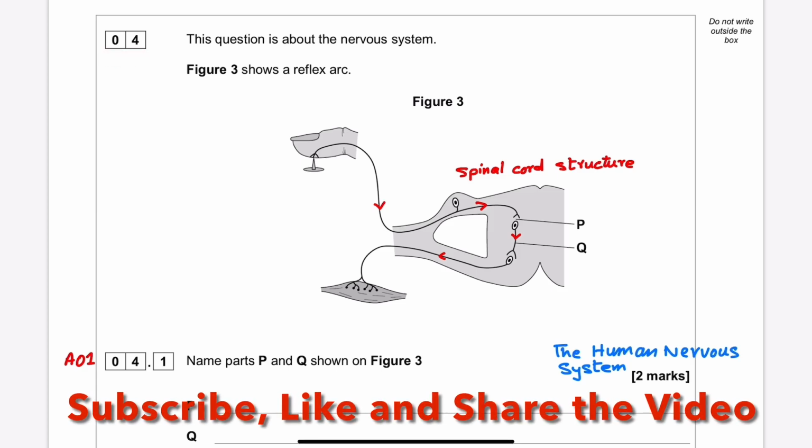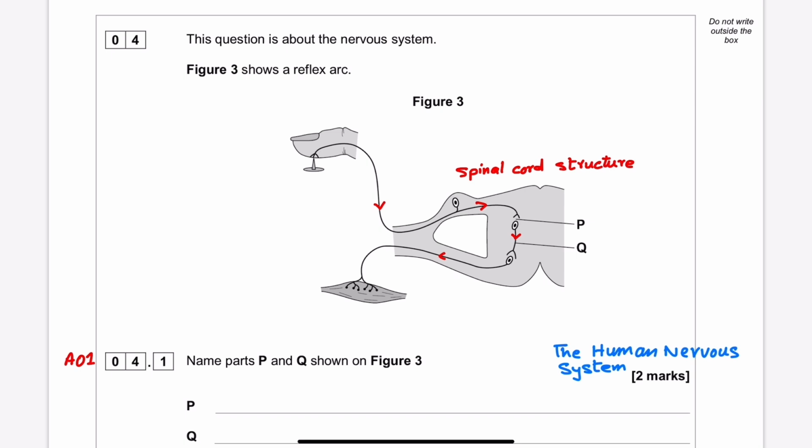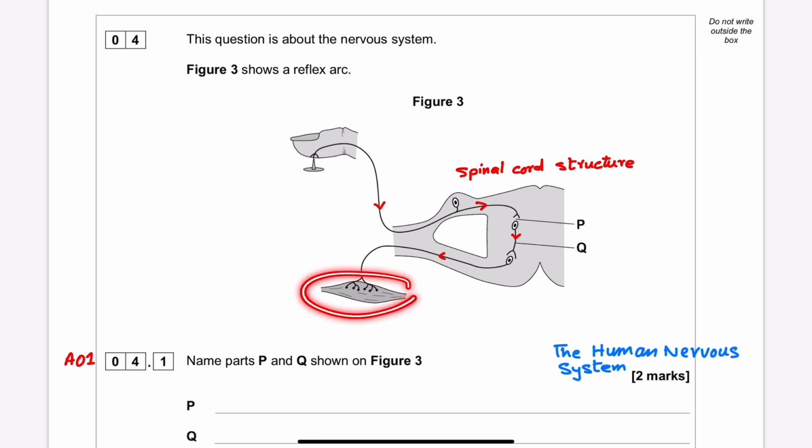Question number 4. This question is about the nervous system. Figure number 3 is shown, which is related to the reflex arc. We can see the stimulus is given here, and the information is carried from the stimulus through the neuron and it enters into the spinal cord. And this is a model or structure of the spinal cord. Here is a muscle, the information is coming from the spinal cord.